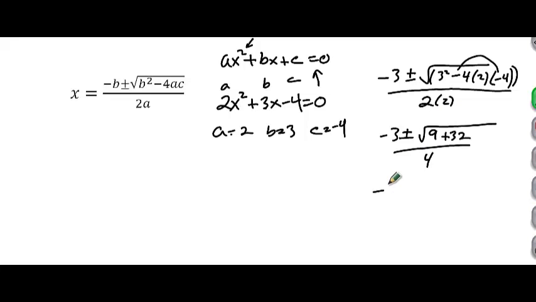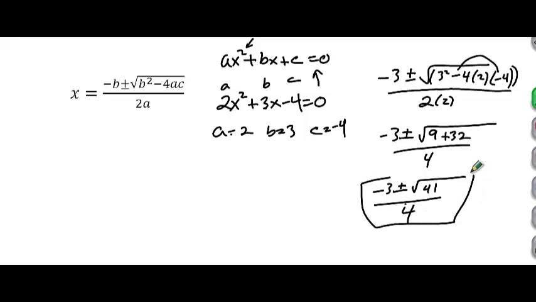Alright, from here, we get negative 3 plus or minus the square root of 9 plus 32, which is 41, over 4. And 41 itself, you want to try to break it down however you normally break down a root. 41 is prime, so this problem is done. And that's really it.